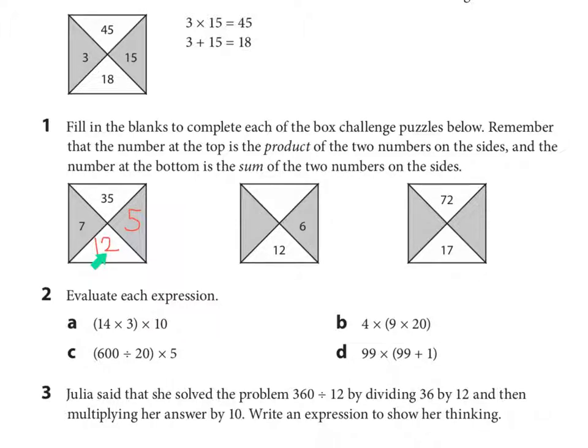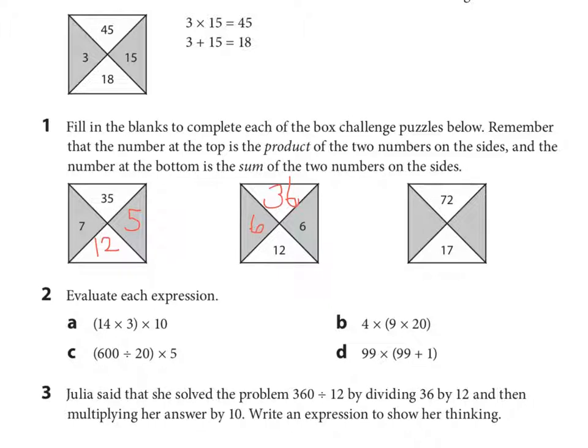Because remember, the number at the top is the product and the number at the bottom is the sum. So looking at the next one, 6 times what equals something we don't know yet. 6 plus what equals 12? Well, there I know that 6 plus 6 equals 12. Therefore, 6 times 6 equals 36.